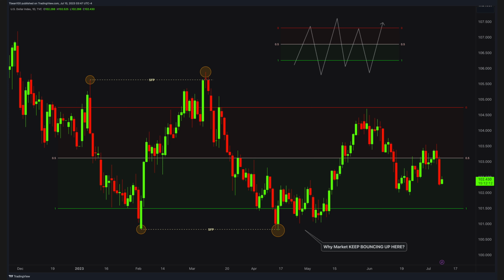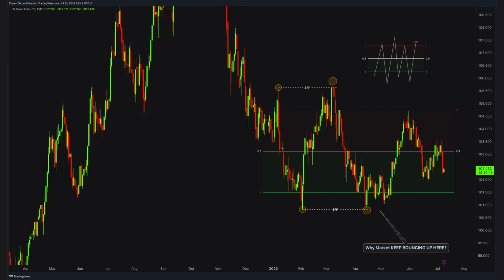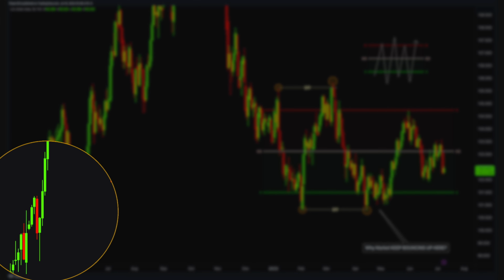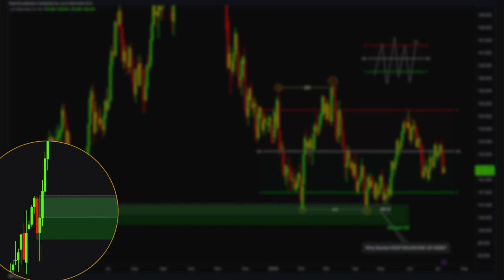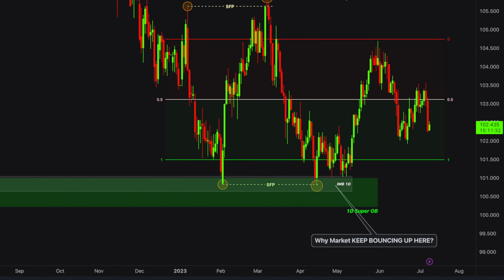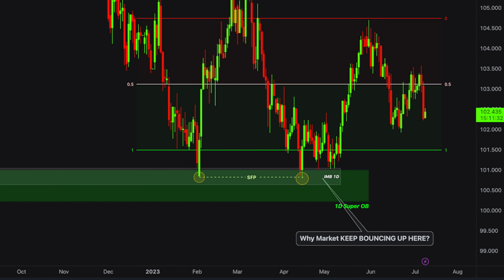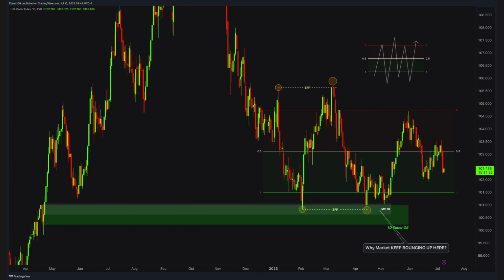Then something keeps bugging my mind. Why does the price keep bouncing here? A secret magical power from the Witcher? Why can't price go lower? When you zoom out, you can directly notice this daily super order block with a really large imbalance. And you can see nothing happens randomly here. Everything has a reason when you understand the true price action.